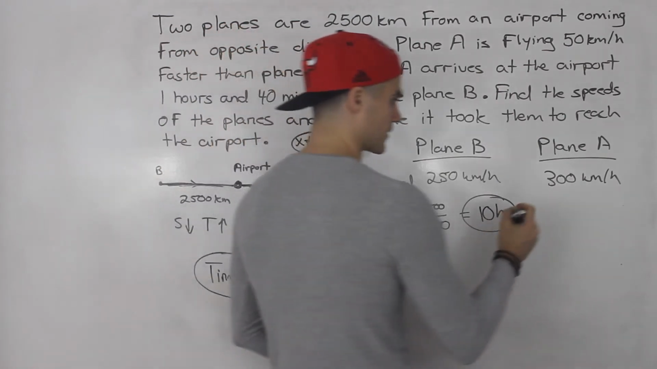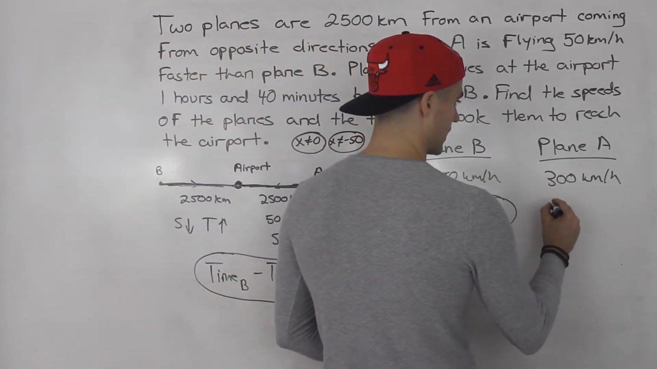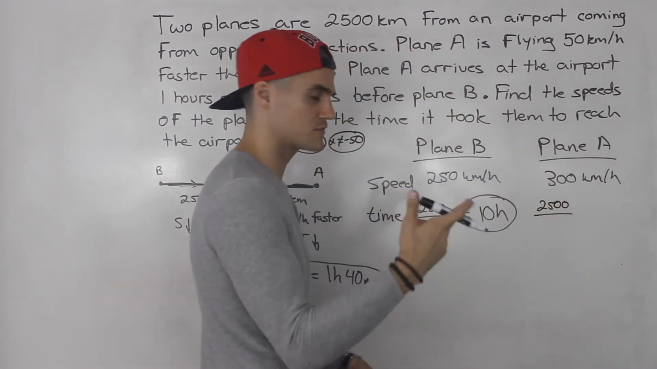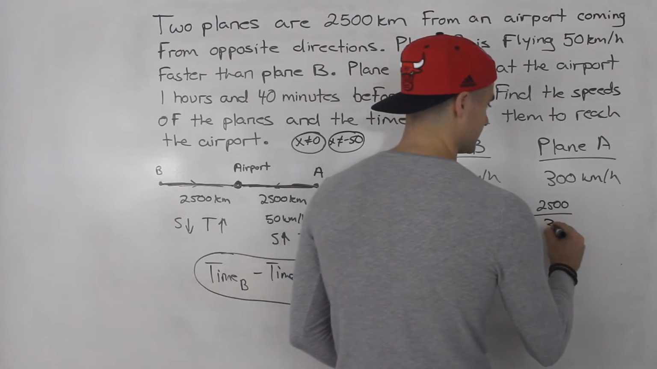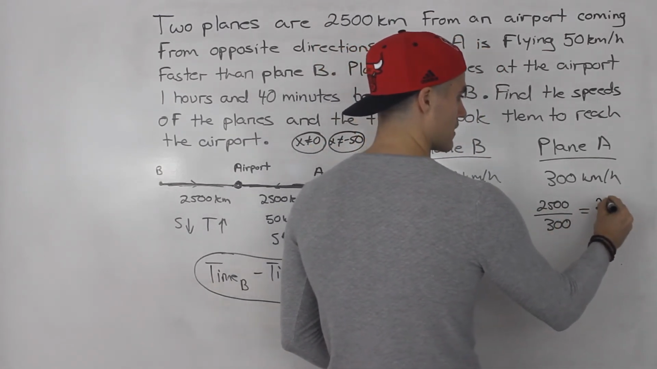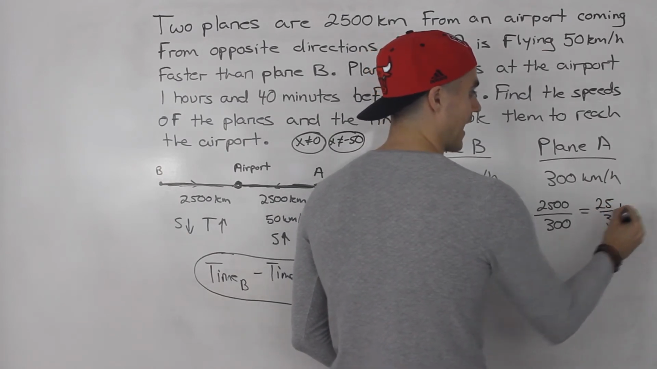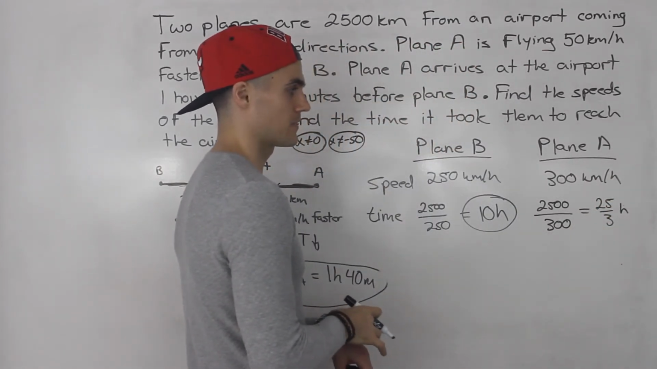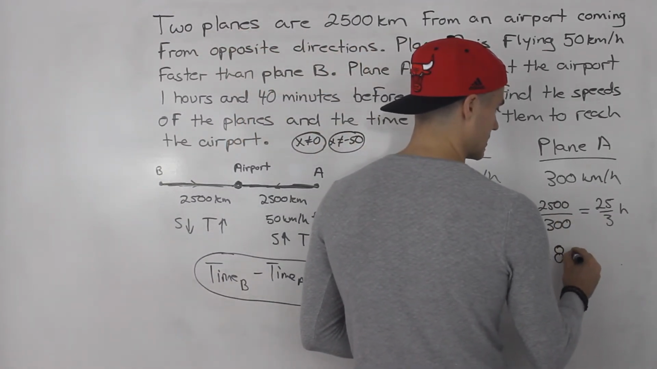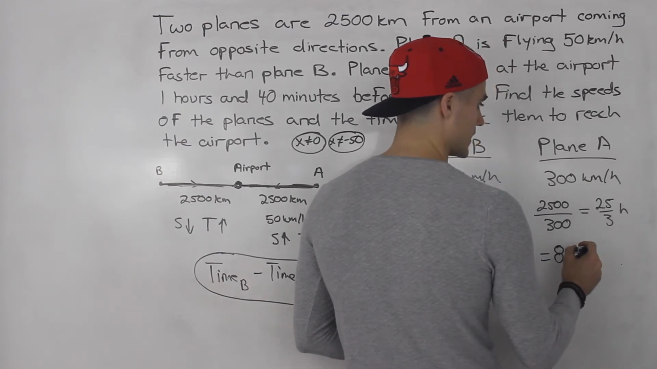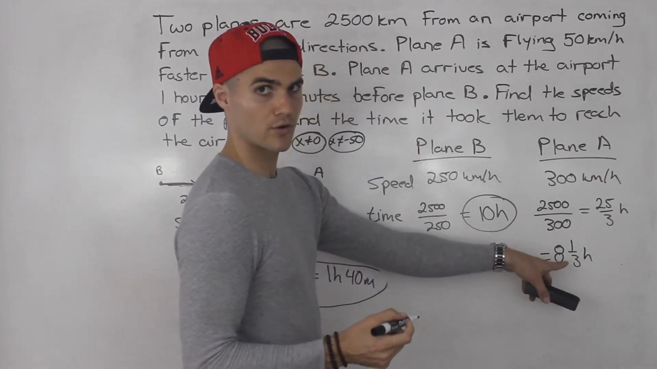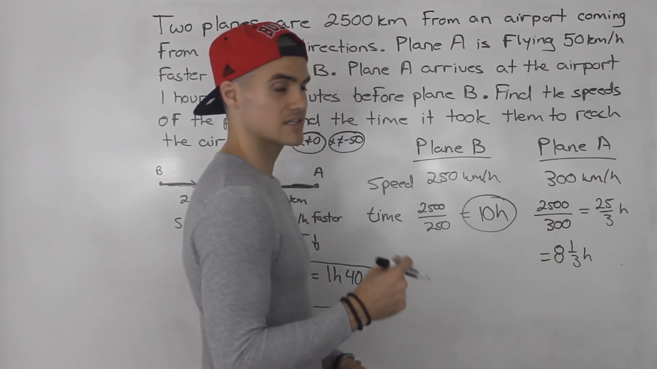What about plane A? Well, the time for plane A is that same distance, 2,500, over x plus 50, which is 300. And this simplifies to 25 over 3 hours. Remember, this is in hours. And if you take this, this would be 8 and 1/3 of an hour. And what's 1/3 of an hour? That is 20 minutes.